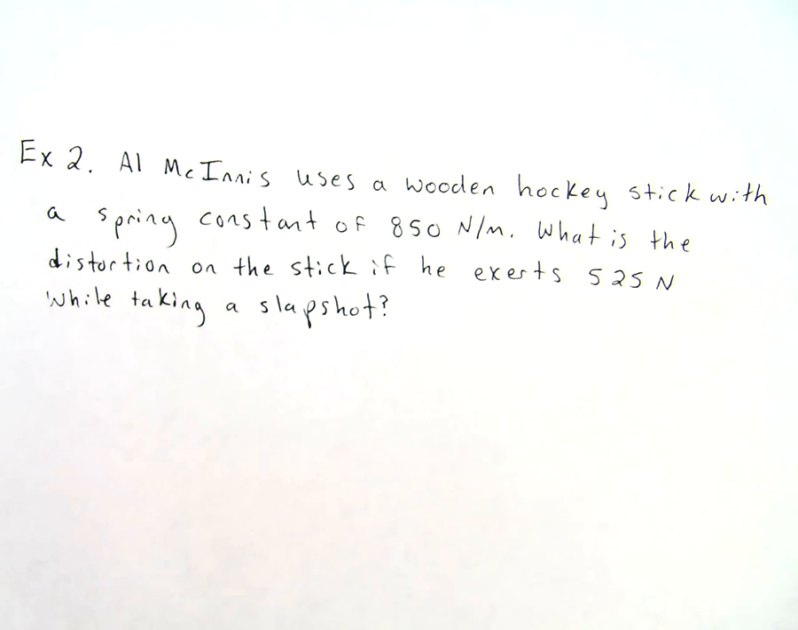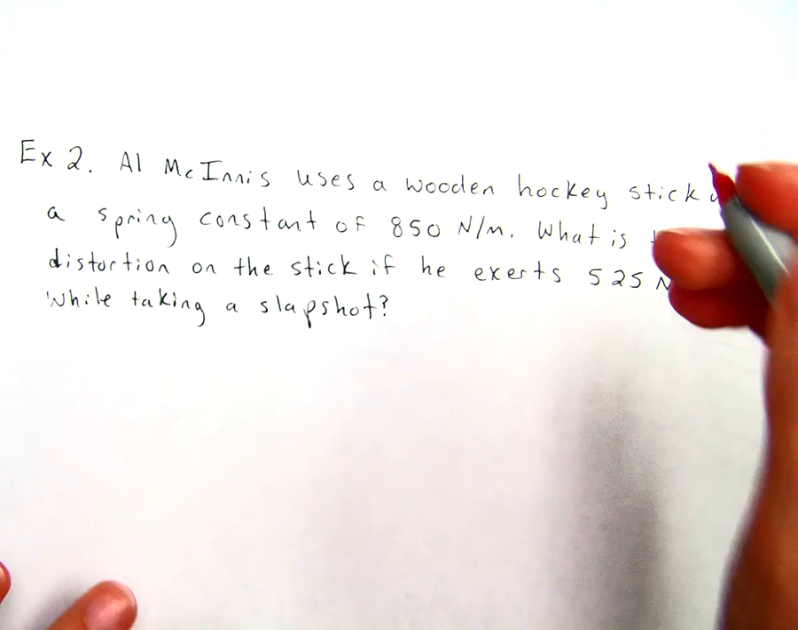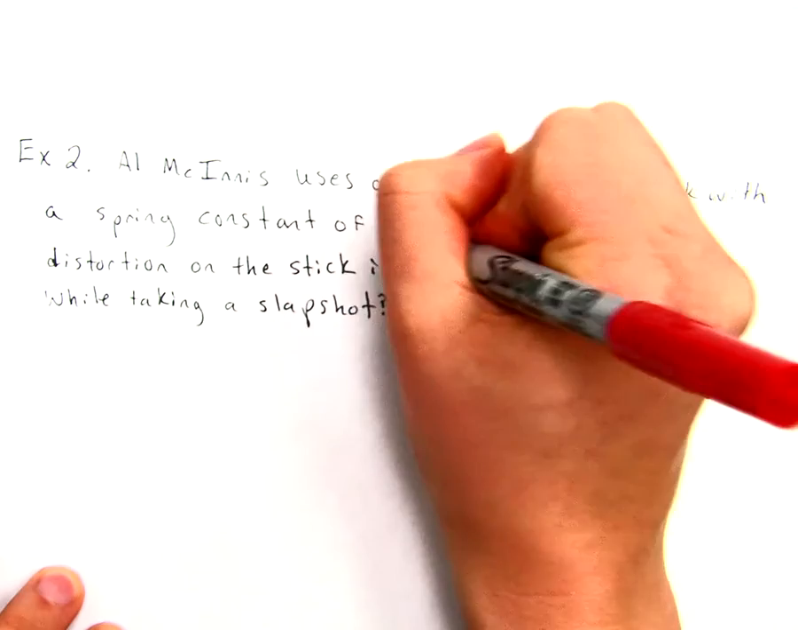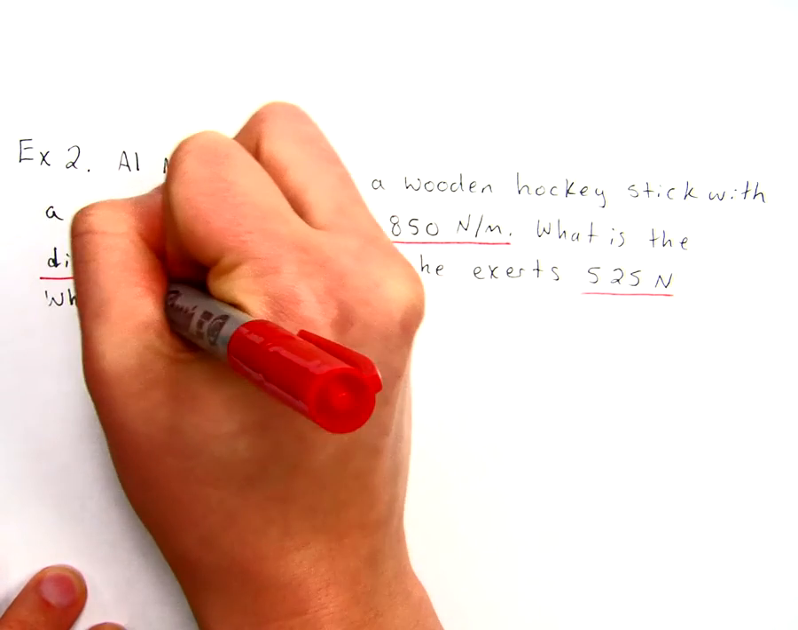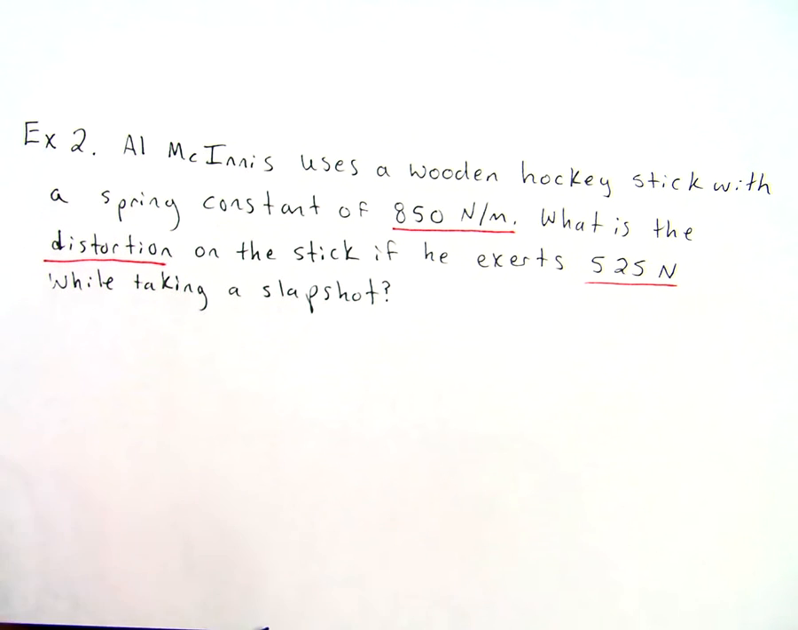What is the distortion on the stick if he exerts 525 newtons while taking a slap shot? So a slap shot is one of the most powerful and fastest motions in all of sports. So we're looking for a distortion. How much is that hockey stick actually going to bend?